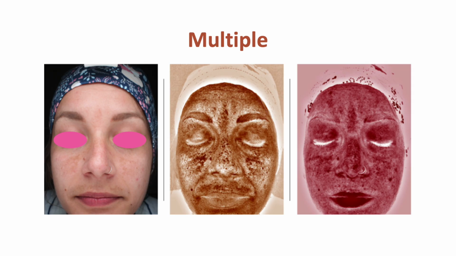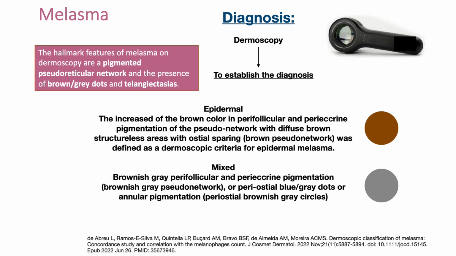Pigmentation can also occur as multiple lesions, and the queen or the king of these dyspigmentary diseases of the skin occurring with multiple lesions is melasma, which is considered anyway a type of skin disease related to the aging process. And we know that melasma can be classified, according to the most recent literature, in epidermal and mixed, which means that the mixed one has both the epidermal and dermal component.